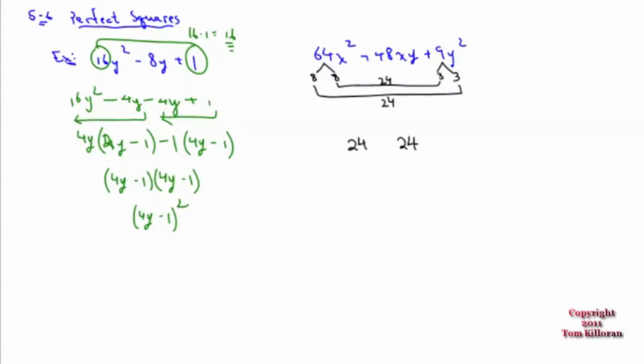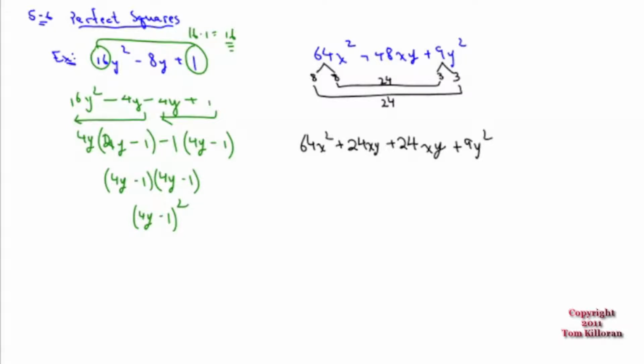What do they both get? Both of them are plus. What else do they get? At xy. All right, bring down the first term, which is 64x squared. Bring down the last term, which is positive 9y squared.